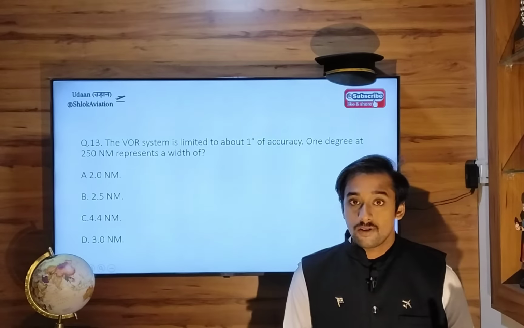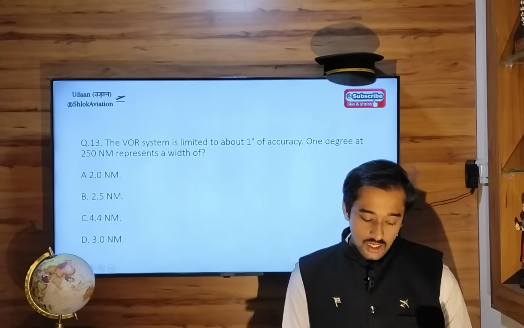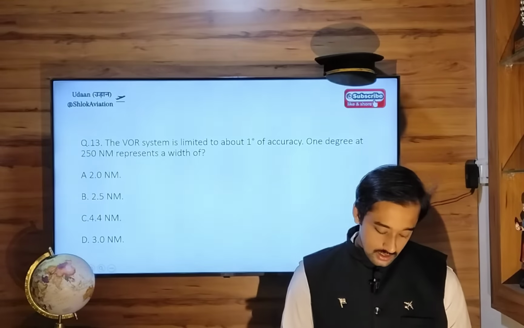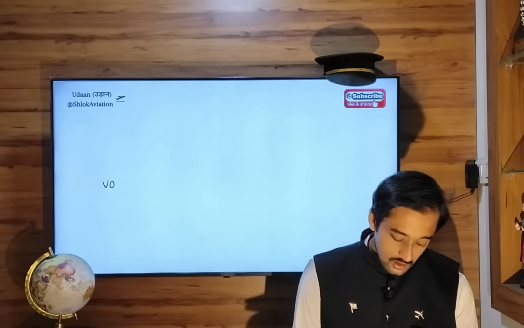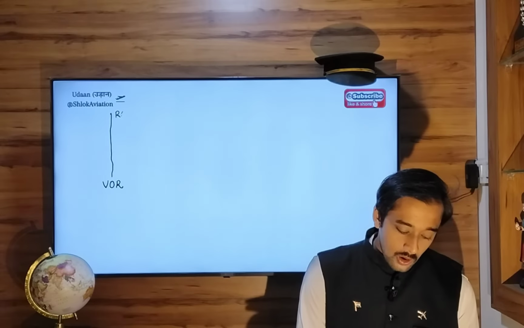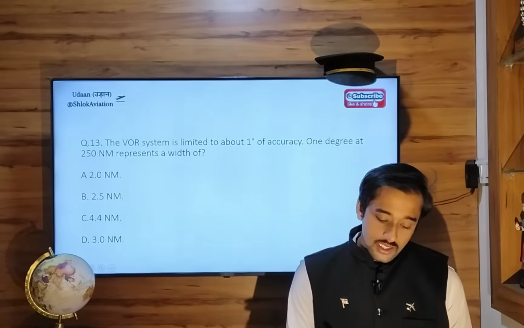Question 13, often asked in the exam. The VOR is limited to 1 degree of accuracy. 1 degree at 250 nautical miles represents a width of what? So let's say this is your VOR. This is your radial, straight radial 360 or radial 000. Now the accuracy is 1 degree.